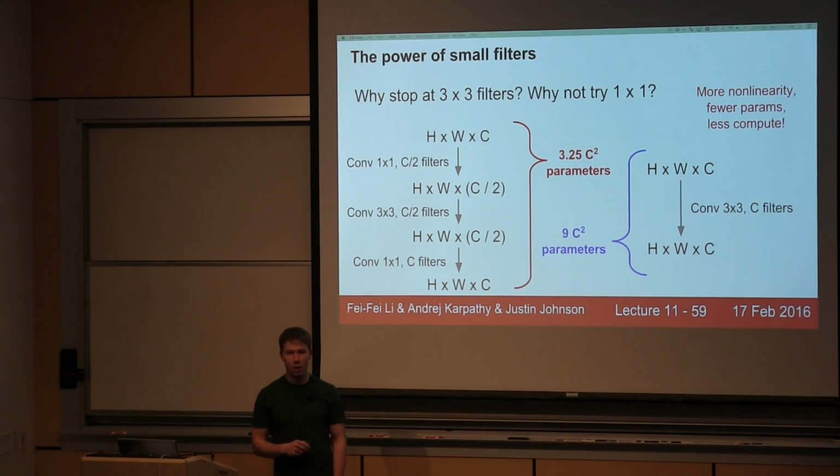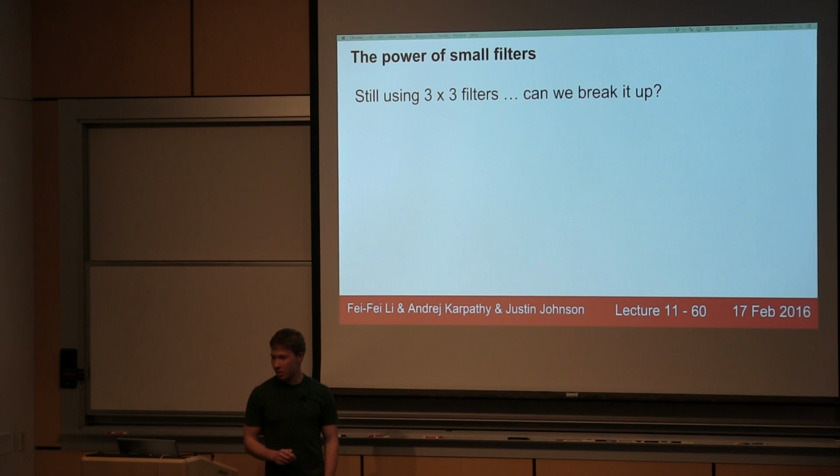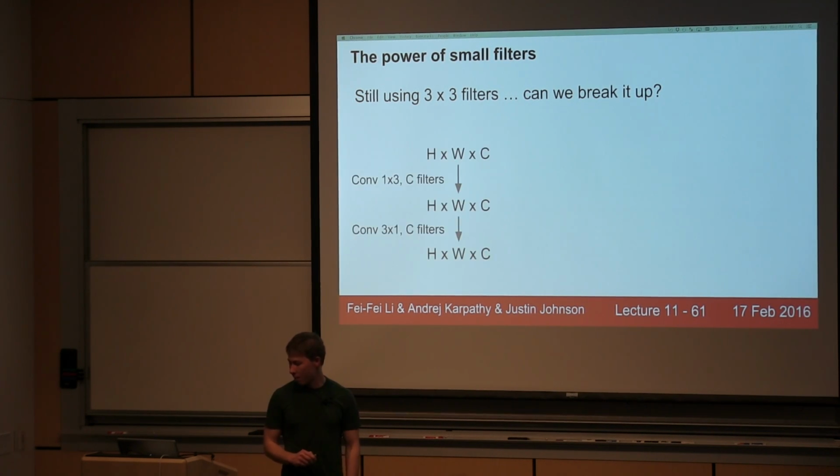But it turns out that you don't really need the spatial extent. Even just comparing this sandwich to a single 3x3 conv, you have the same input-output volume sizes, but with more nonlinearity, cheaper to compute, and fewer learnable parameters. So those are all nice features. But there's one problem with this: we're still using a 3x3 convolution in there somewhere. And you might wonder if we really need this. And the answer is no, it turns out.